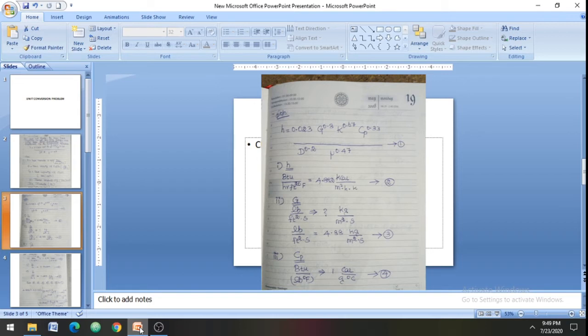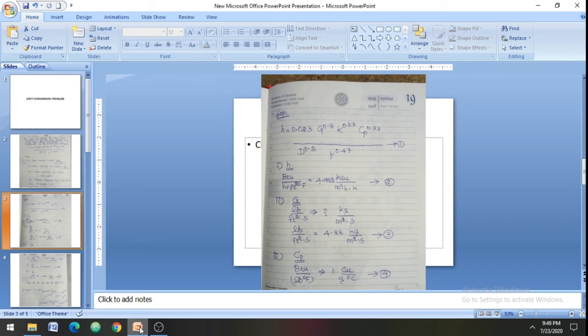All the unit conversions are available in McCabe and Smith. You can refer to the book Unit Operations by McCabe and Smith. E-books are available, you can download the book. On the last page of McCabe and Smith's Unit Operations, all the unit conversions are available. From that book I take: BTU per hour foot square degree Fahrenheit is equal to 4.882 kilocalories per meter square hour Kelvin. So this is the SI unit.